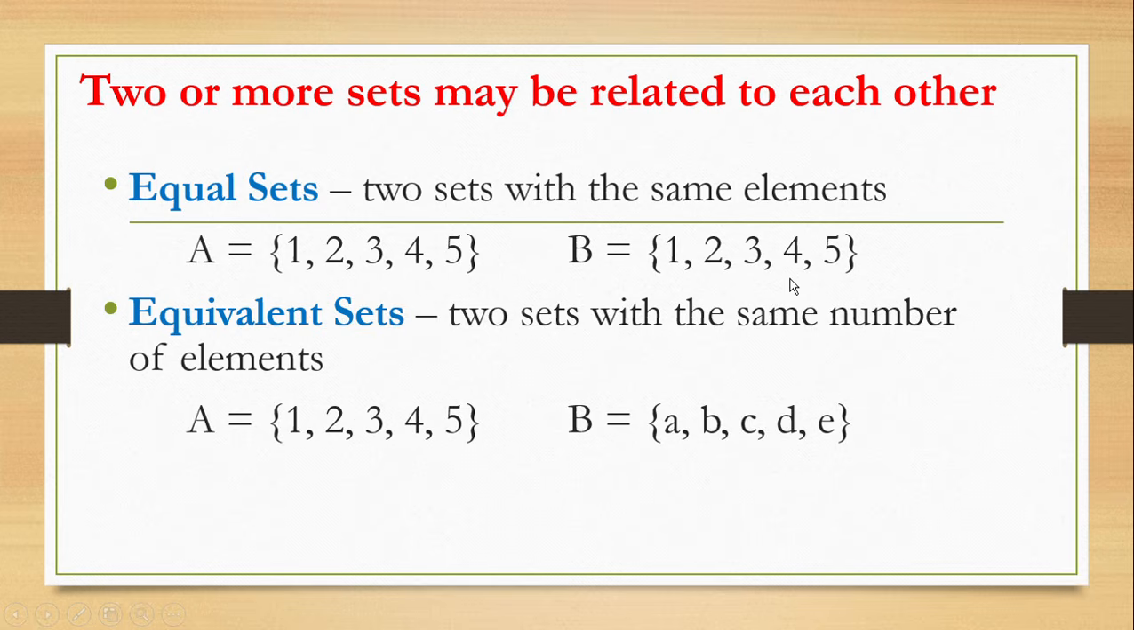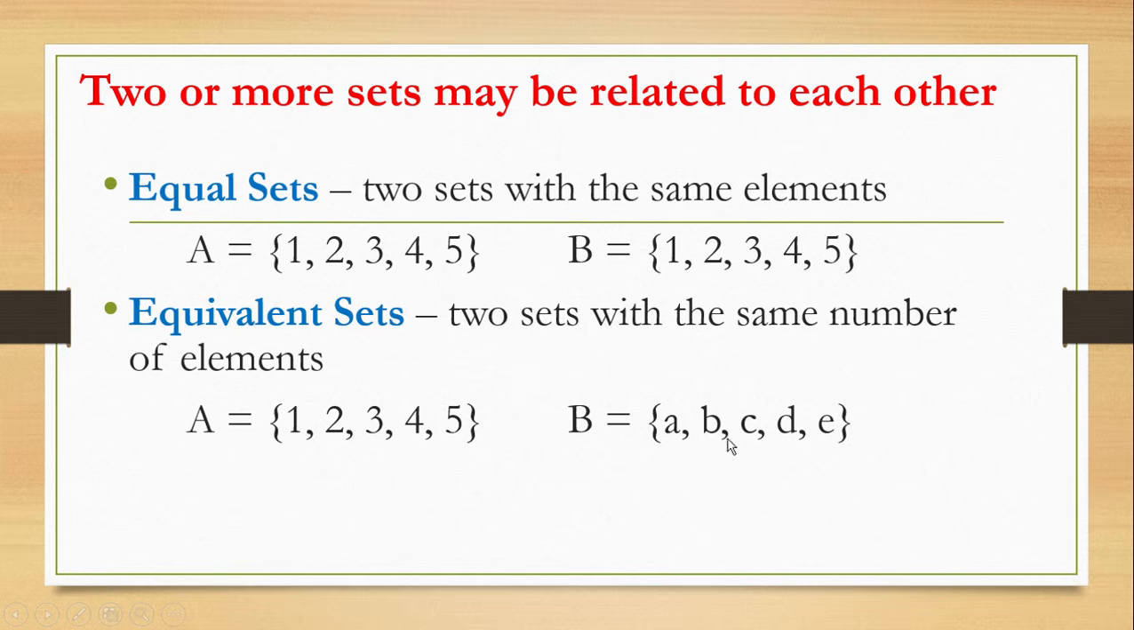Number, number, number, number. Di ba? Equivalent sets: two sets with the same number of elements. 1, 2, 3, 4, 5. 1, 2, 3, 4, 5. Parehas na 5 siya. 5 rin to. Di ba? Kasi equal set siya. Parehas siya kasi ng numerical value at parehas din ng bilang.